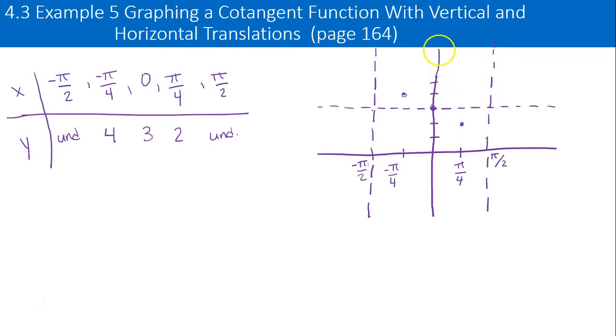Now, draw a smooth curve through these 3 points. Don't just connect it like a line. Draw a curve, make it look like a tangent or a cotangent function. And there you go. I just drew a curve through everything, and that is how it's going to look. And that is actually all I have for you.